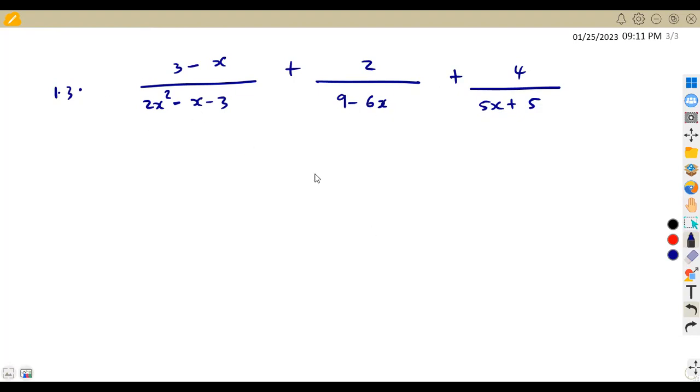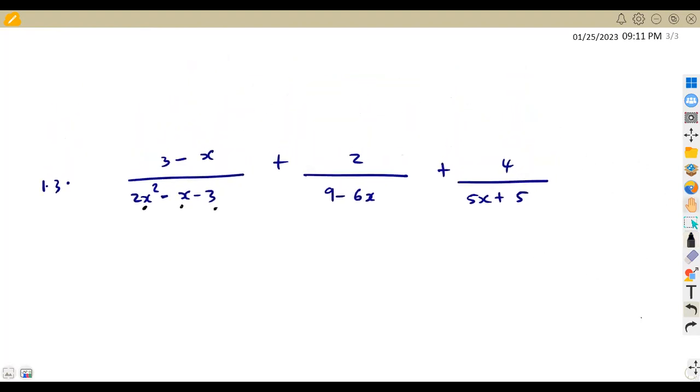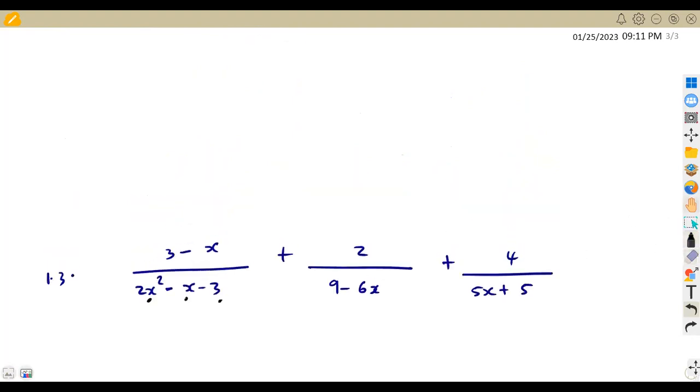Okay, so let's factorize the first part, because we're given a denominator here. You can see that it's a quadratic. We've got 2x squared minus x minus 3, so you're going to factorize and see what we have here. Maybe if I just write it on top again, just a little bit on top. So this is 2x squared minus x minus 3.